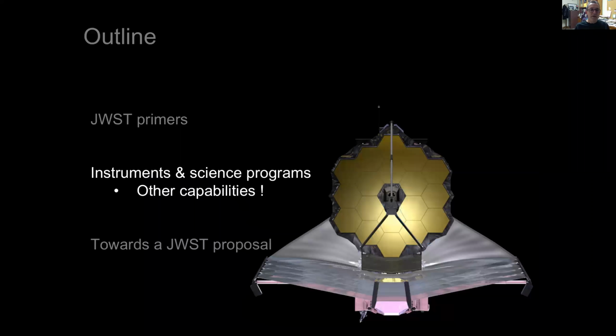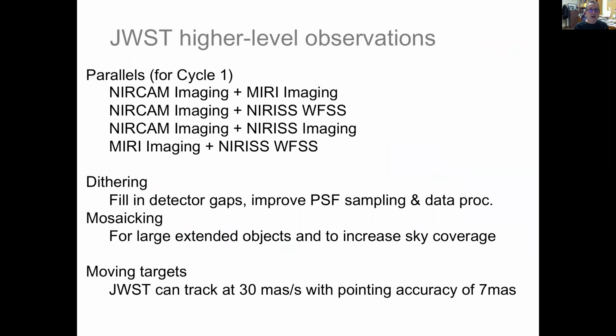Okay, now just to tell you that there's more very briefly, and we'll go back to this with other webinars: we can do parallel observations. So all these modes are allowed. When you do NIRCam imaging as prime, you can also do MIRI imaging. You can also do NIRISS wide field slitless spectroscopy, and you can also use NIRISS as an imager.